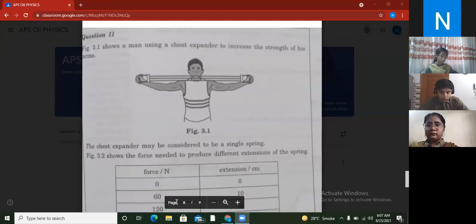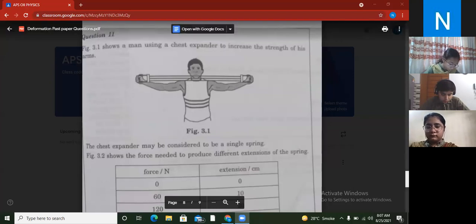So in the last class, we were doing past papers of the topic deformation. We have done 2 questions. Tomorrow, starting with a new question.